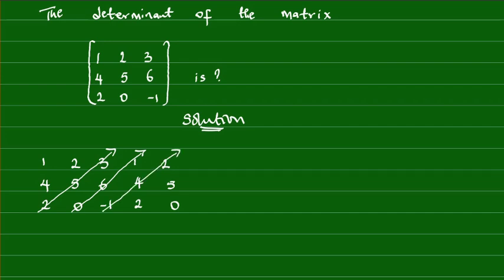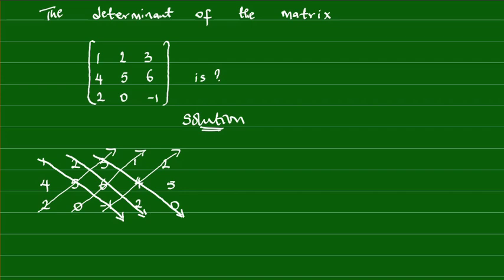All right, we'll move back to row 1, column 1, where we have 1. I'll draw a diagonal line from that point to row 3, column 3, where we have minus 1. Next, we'll draw a diagonal line from row 1, column 2, where we have 2, to row 3, column 4, where we have 2. Now, lastly, we'll draw a diagonal line starting from row 1, column 3, where we have 3, to row 3, column 5, where we have 0.